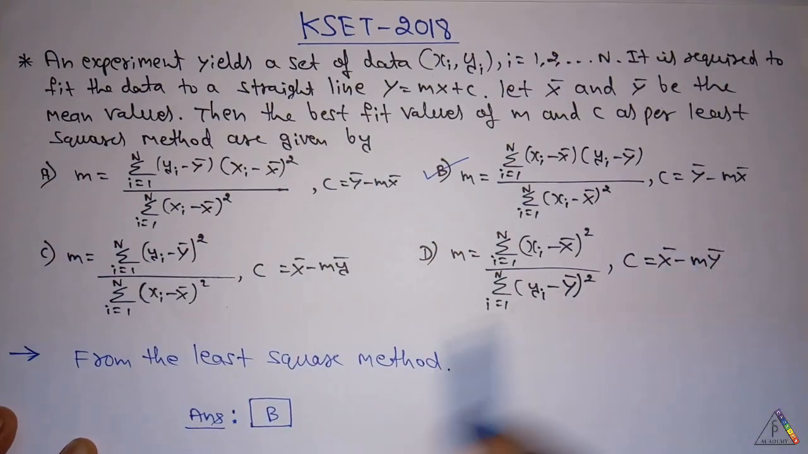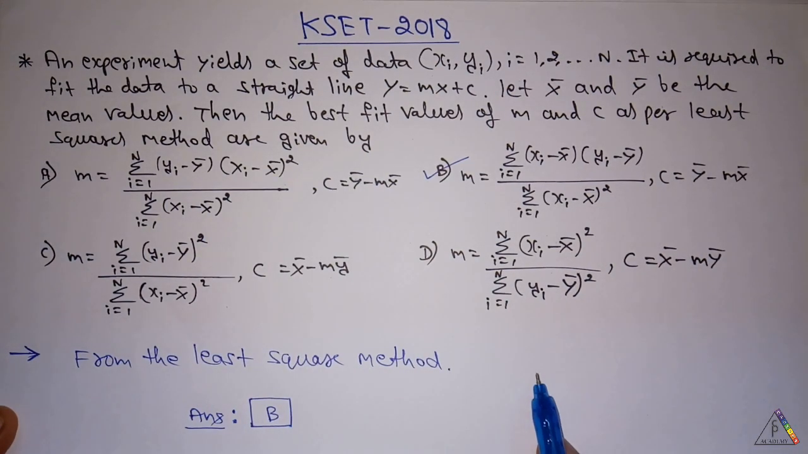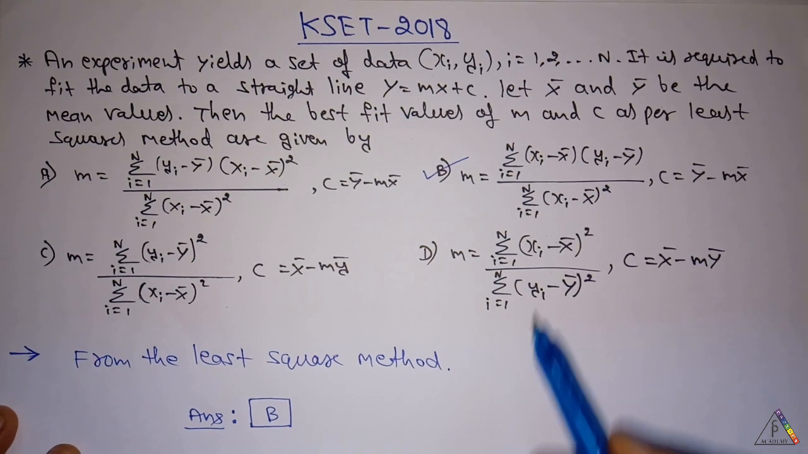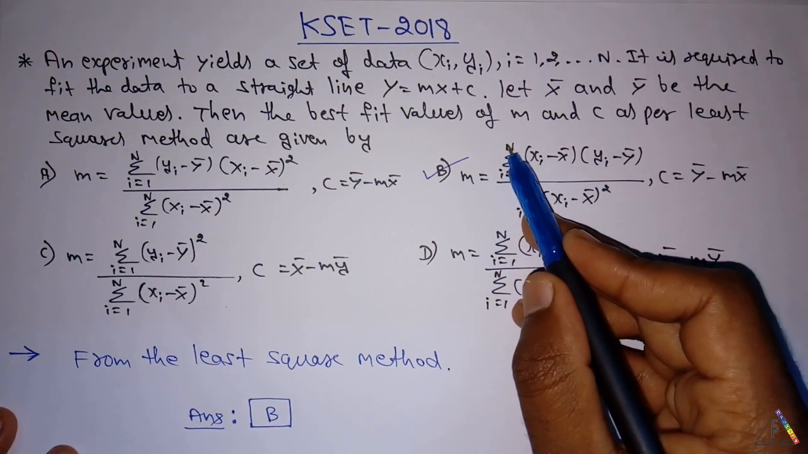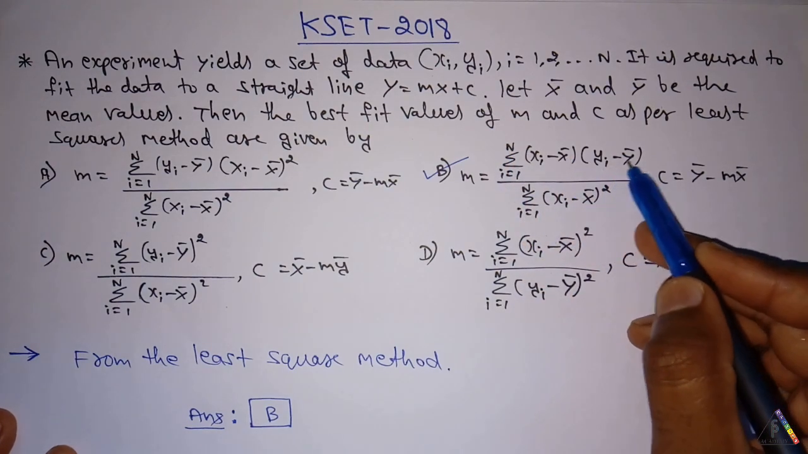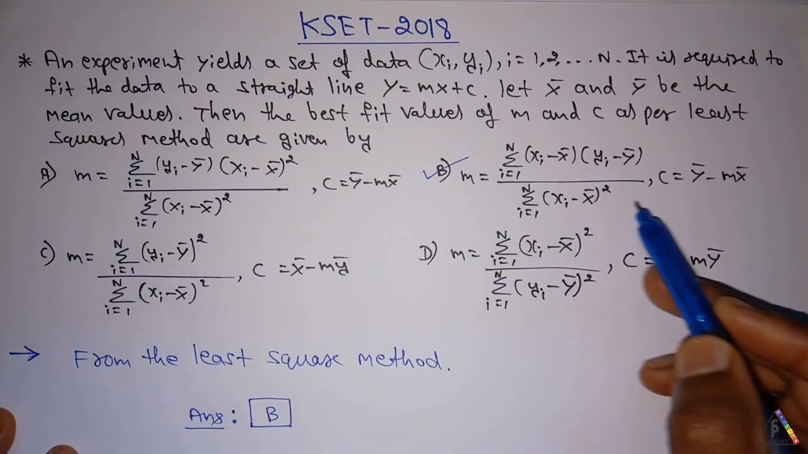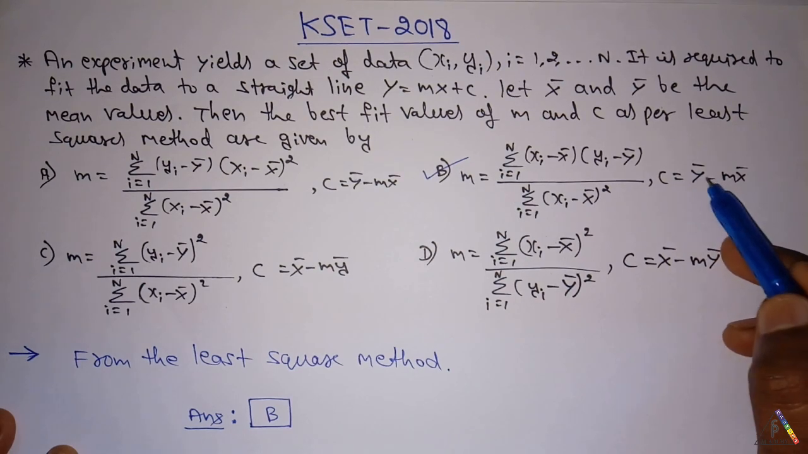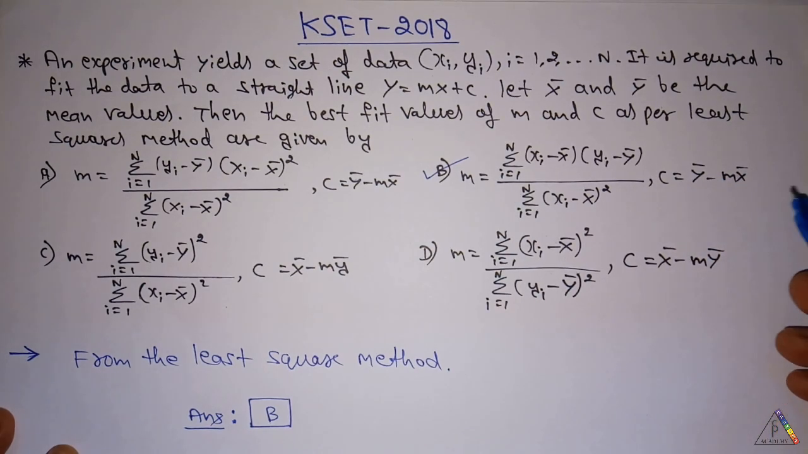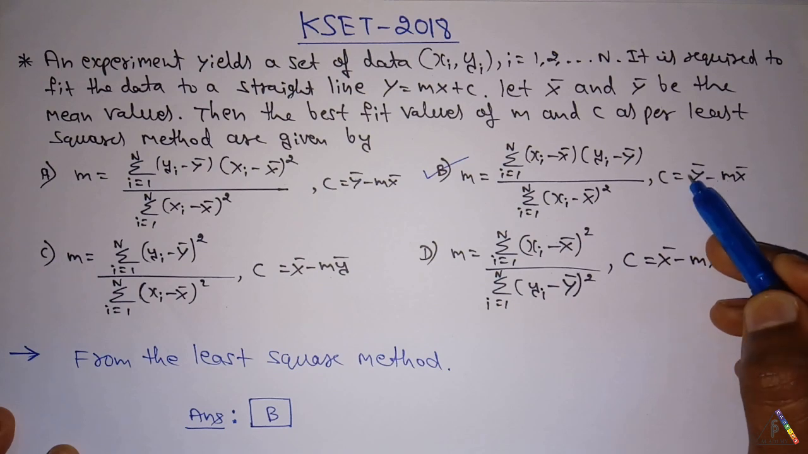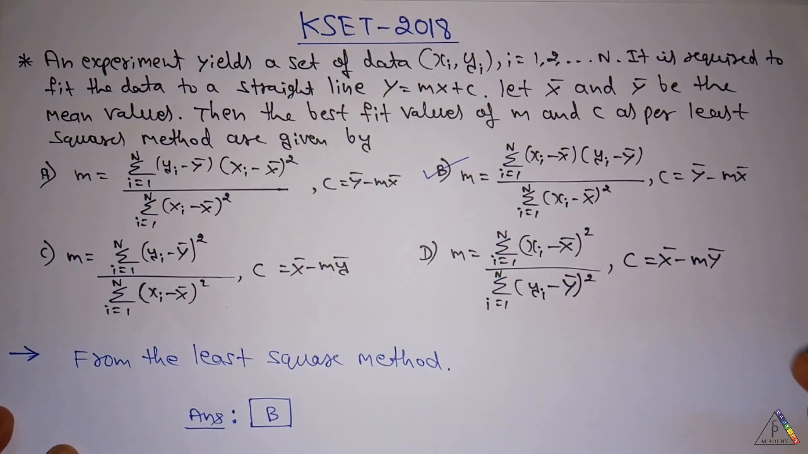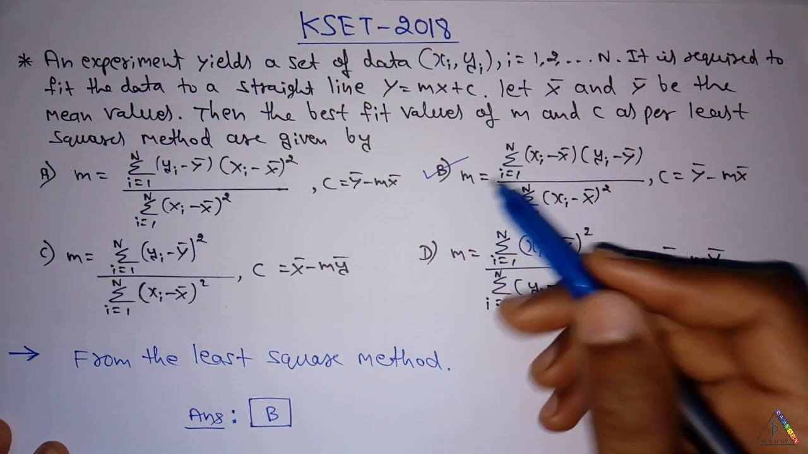These are all the options, and from the least square method we know that the slope of the straight line equation is given by m is equal to summation from i is equal to 1 to n xi minus x bar into yi minus y bar divided by summation from i is equal to 1 to n xi minus x bar whole square, with the y-intercept c given by y bar minus m into x bar, where y bar is the mean of the entries and x bar is the mean of the arguments. Therefore, for this question, the option is B option.